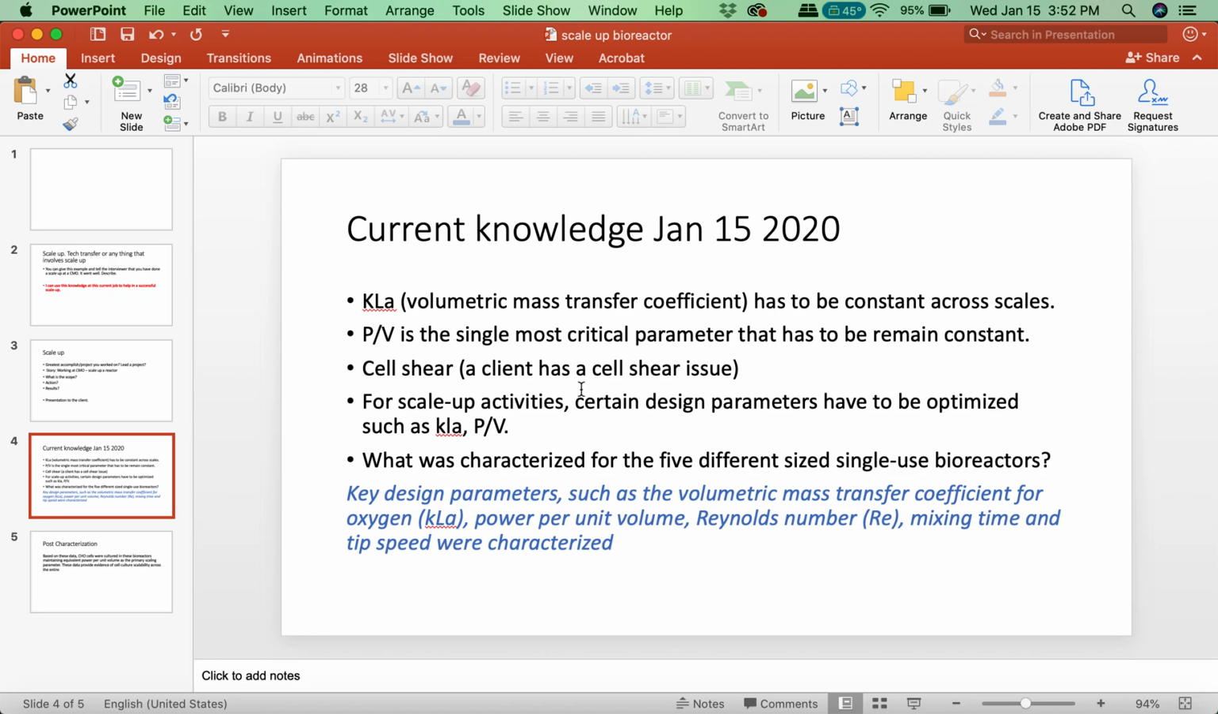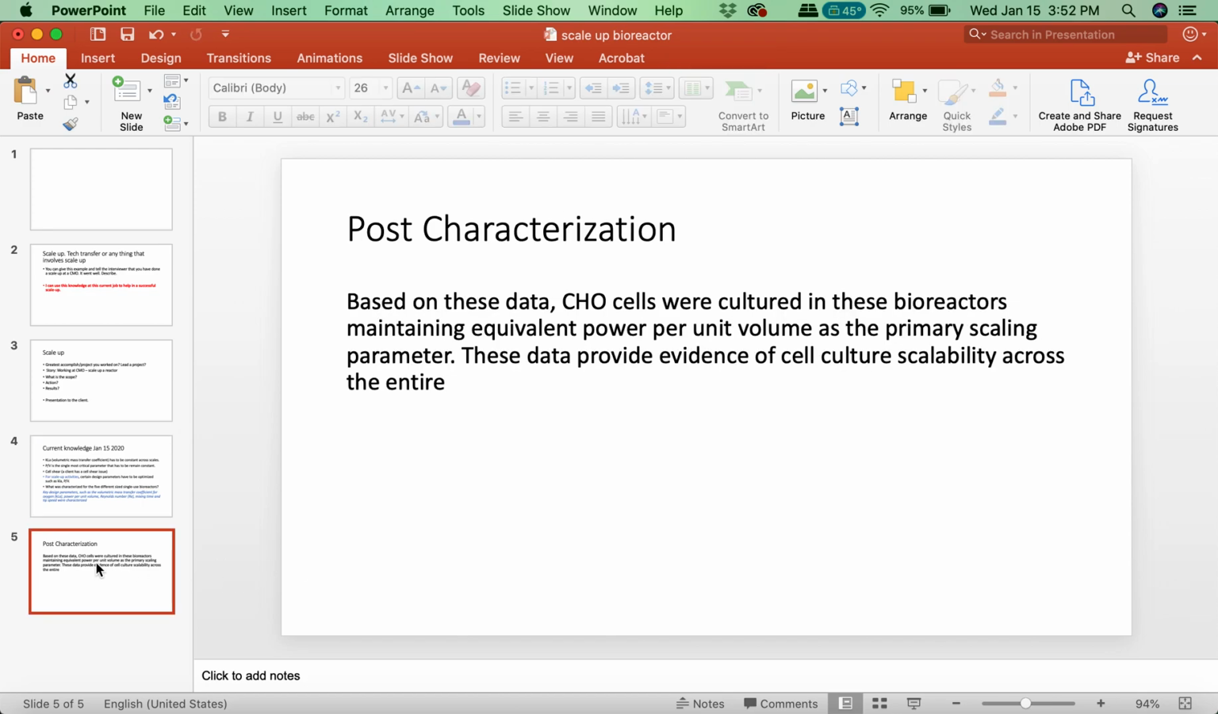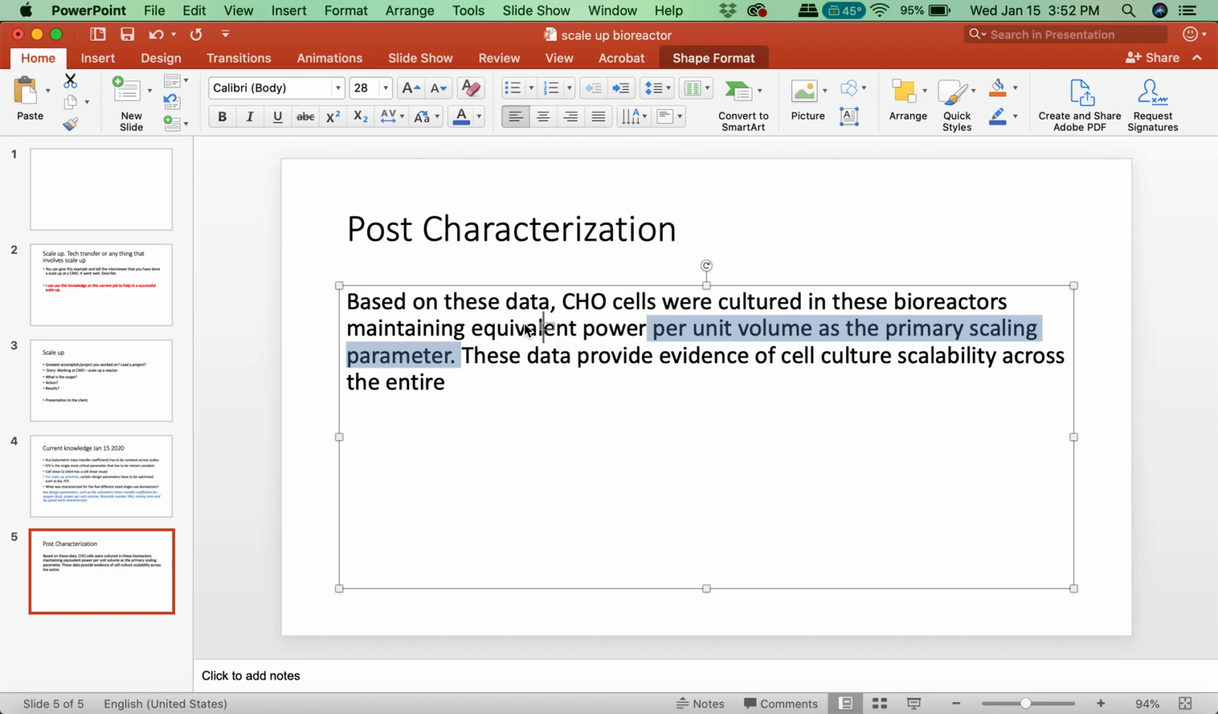So you can say for scale up activities, certain design parameters have to be optimized, such as KLA and P over V, and then you go directly into the characterization. For example, key design parameters such as the volumetric mass transfer coefficient, power per unit volume, Reynolds number, mixing time, and tip speed were characterized, and then based on these data, usually based on the client requirement, maintaining equivalent power per unit volume as the primary scaling parameter. My bad. You get the idea what to do.